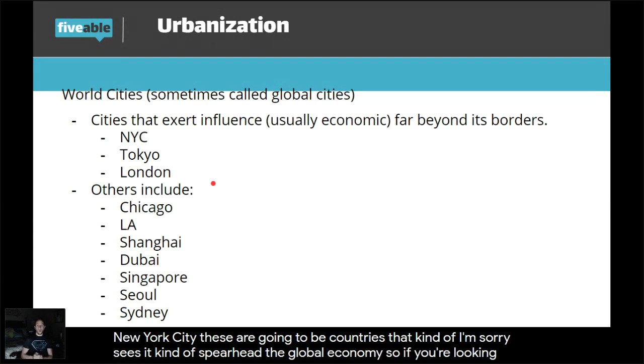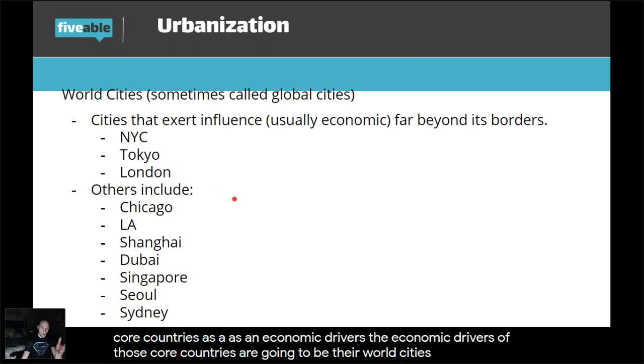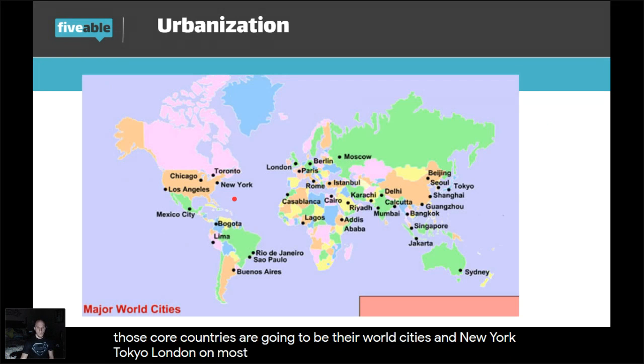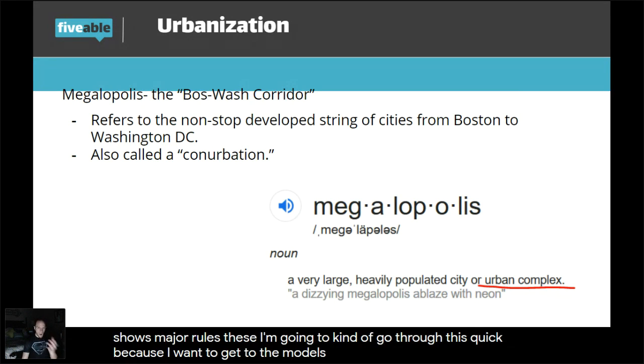These are cities that kind of spearhead the global economy. So if you're looking at core countries as the economic drivers, the economic drivers of those core countries are going to be their world cities. And New York, Tokyo, and London are the most important of them. Here's a map that kind of shows major world cities. I'm going to go through this quick because I want to get to the models.